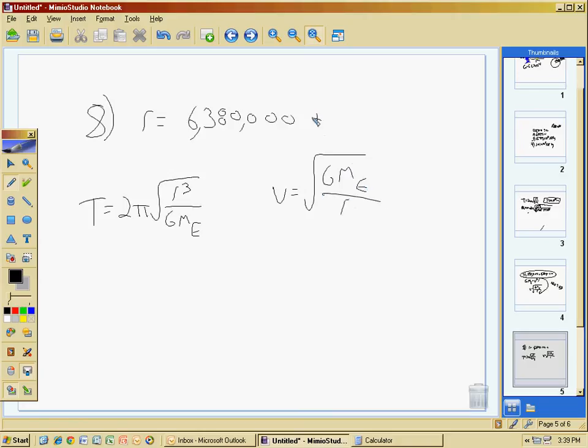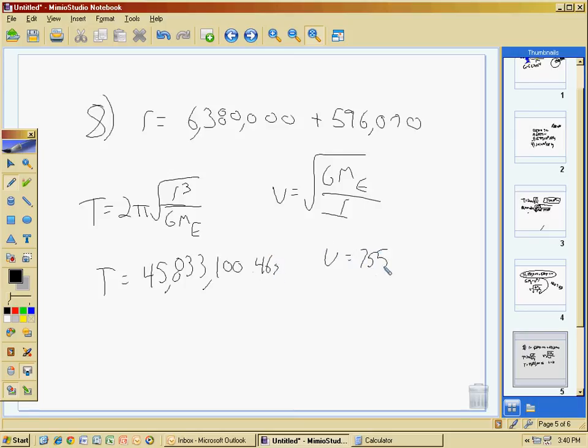Oh, sorry. So going back to the radius, it's going to be the radius of the Earth plus the 596,000 that the satellite orbits. Now you know r. G and m_e are both constants that you are given. Plug them in. Find the answers. The period should equal 45,833 and 100.46 seconds. Your orbital velocity should be 4,555.22 meters per second.